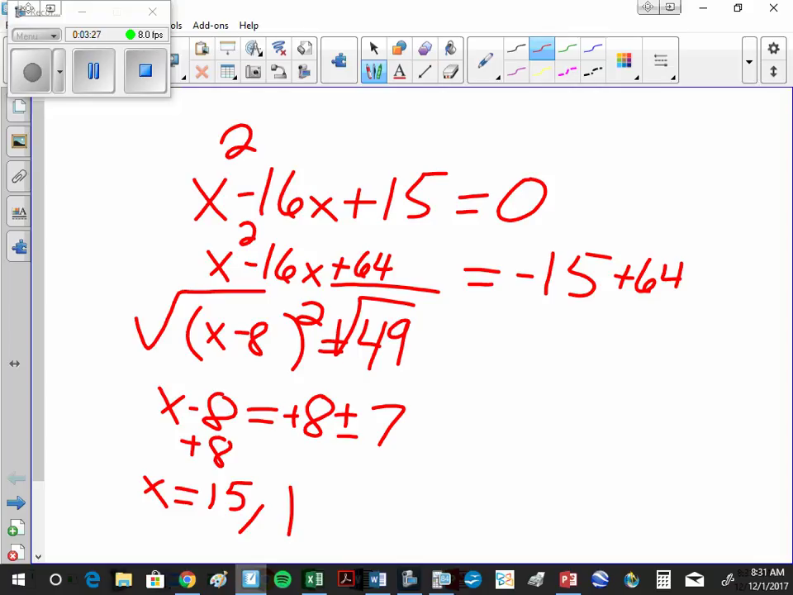Could I have factored that? Look up there. Are there factors of 15 that add to be negative 16? Negative 1 and negative 15. So sometimes factoring works, but sometimes it doesn't. Sometimes completing the square is your only option. Well, there's another option. We'll get to that later.